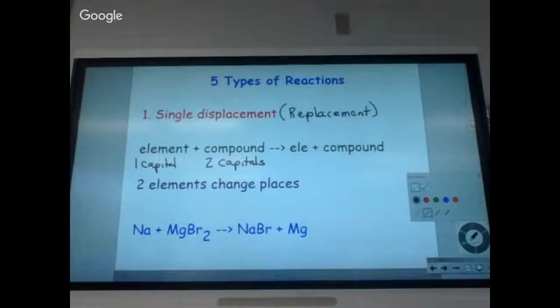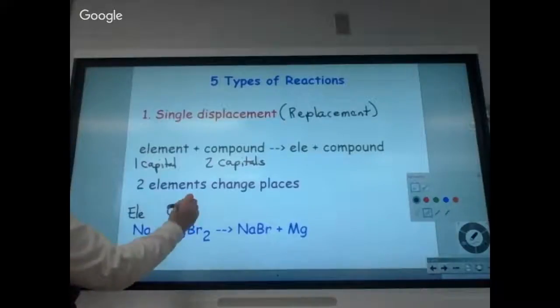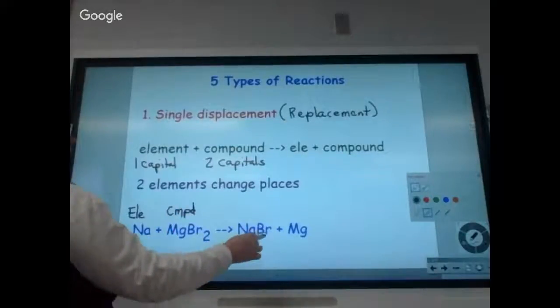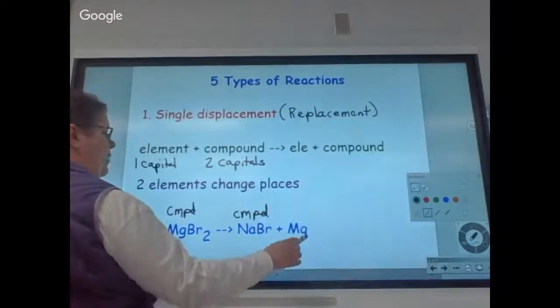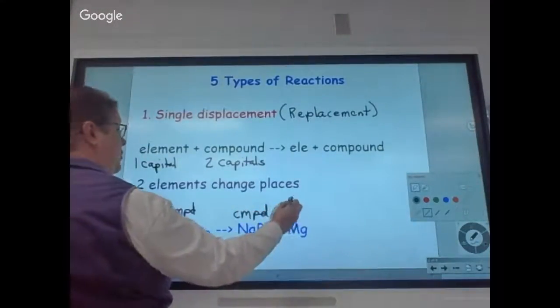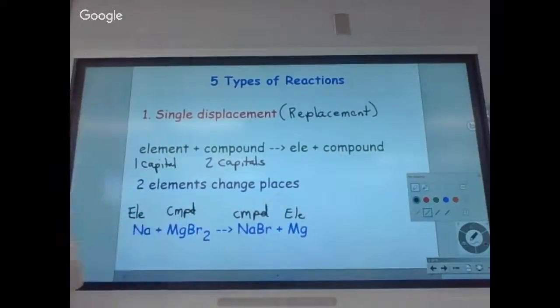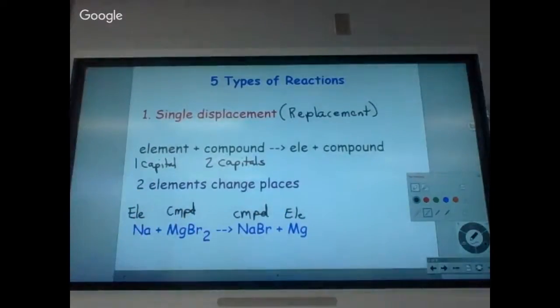Now, Na has how many capitals? 1. So that would be a what? That'd be an element. MgBr2 has how many capitals? So that's a compound. This has how many capitals? So that's a compound. And that has how many capitals? So that's an element. Now, can anybody tell me what switch places?